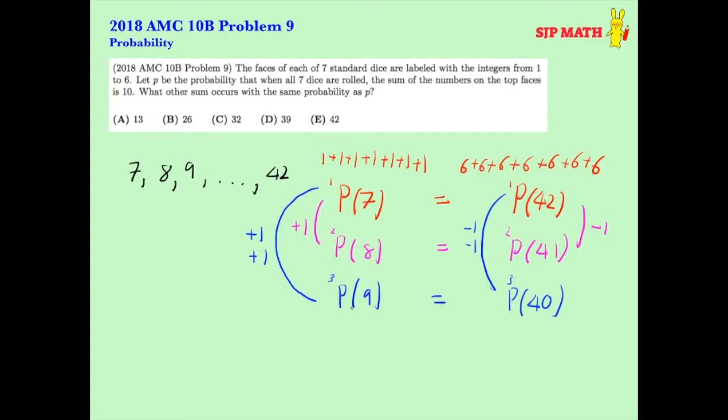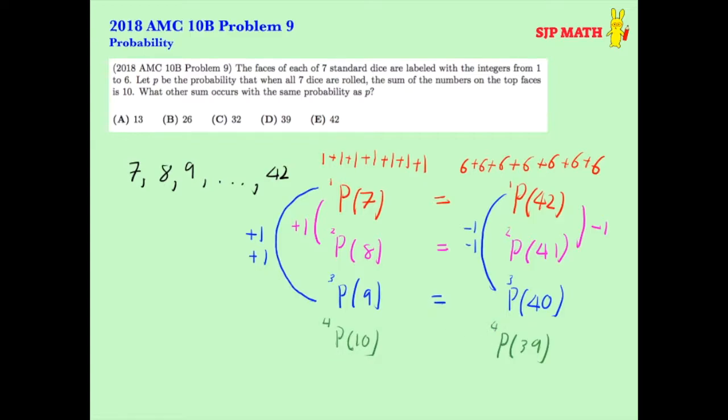So now we can find a relationship for the sum of 10. 10 is the fourth smallest possible sum here. So the fourth largest possible sum would be 40 minus 1, 39. And that's the fourth largest possible sum.